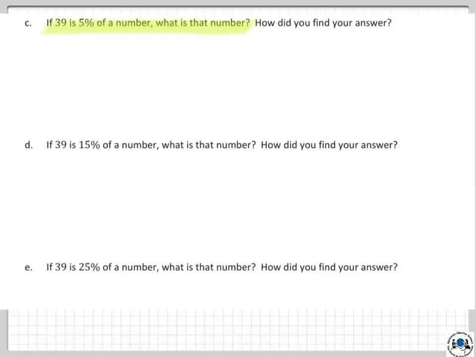All right, so I'm back here, and now we have 39 is 5% of a number. What is that number? Here we go. I'm thinking again, I'm writing in my head. Close your eyes if you still have a little bit of difficulty with this. You're just seeing this equation in your head. 39 equals 5%.